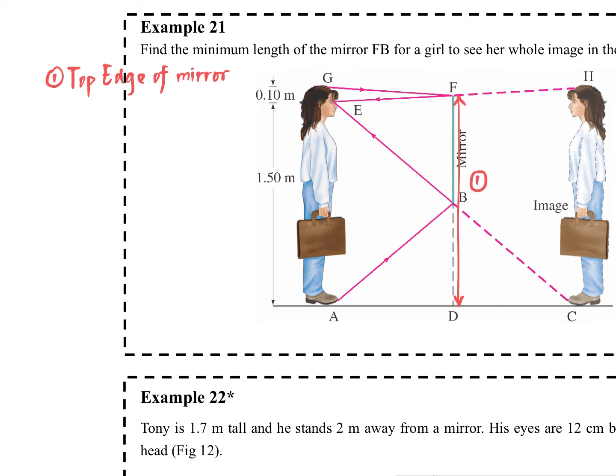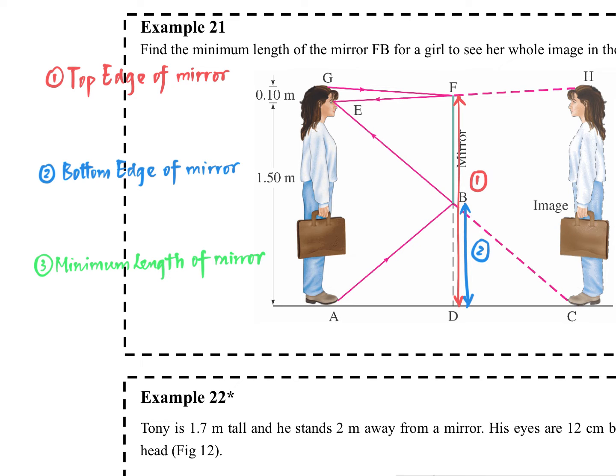And secondly, the question also will ask you to find out the bottom edge of the mirror, which is the following length, which is this one. The distance from the bottom edge of the mirror to the floor, this length. And thirdly, we have to find out the minimum length of the mirror, which is this size. Let's talk about the top edge of the mirror first, which is the first question.